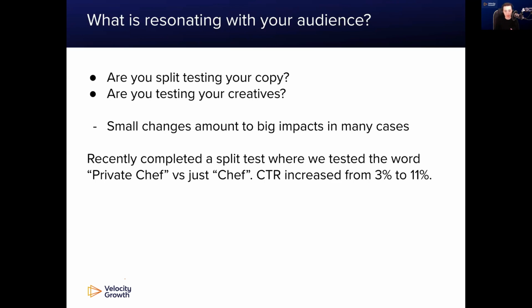So recently we completed a split test where we tested the words private chef versus just chef, and the click-through rate increased from 3 to 11%. What was really interesting about that was the assumption we took away afterwards was that private chef sounded too expensive, whereas actually this was a perfectly affordable service. So moving from private chef to just chef, that small change, made the click-through rate increase dramatically. So you really need to be thinking about your language. This is just a very small example. You can look at doing lots of different copy changes that make impact.